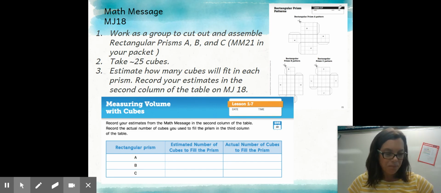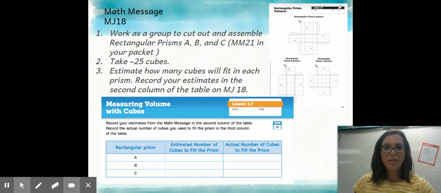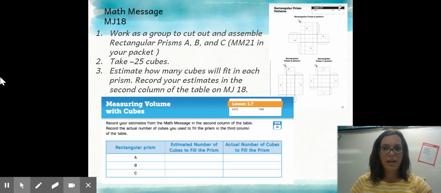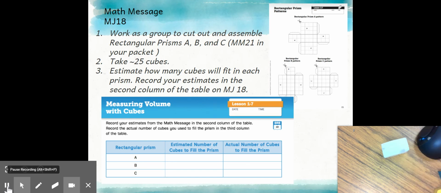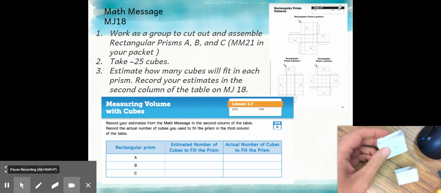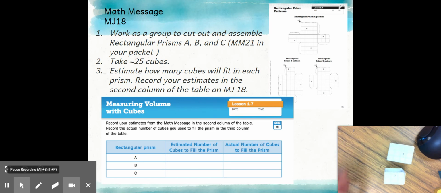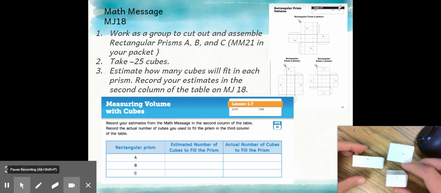And I'm going to show you these prisms on my camera here, and I'm going to have you estimate how many cubes fit into the prism, okay? So I have 3 cubes, and you'll see, well, they're actually called prisms, my apologies. I have 3 prisms, A, B, and C.